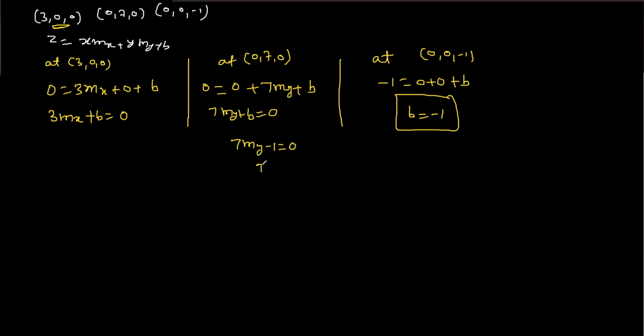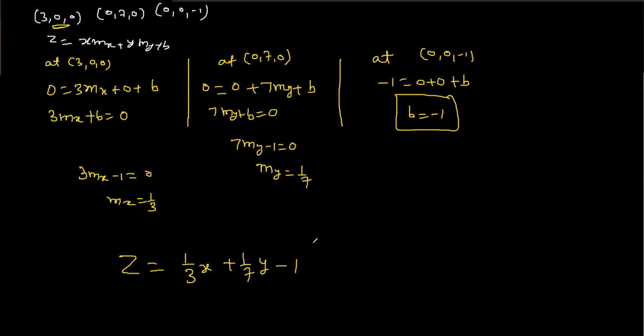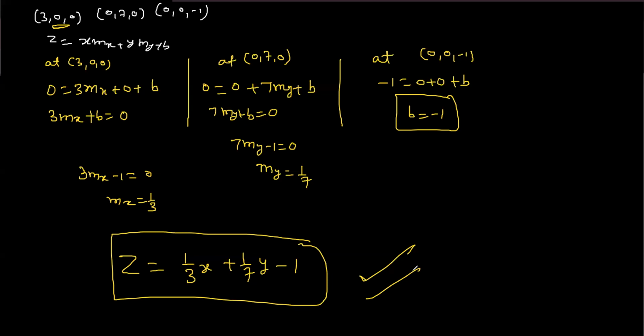If b is equal to -1, then my becomes 1/7. Then mx becomes 1/3, right? Final answer will be this. So put all these points one by one and find all the constants. Actually, there are 3 constants: mx, my, and b, right? And you will get the answer.